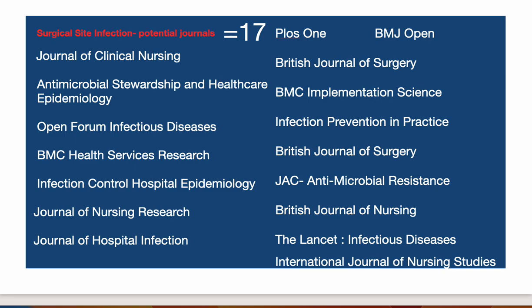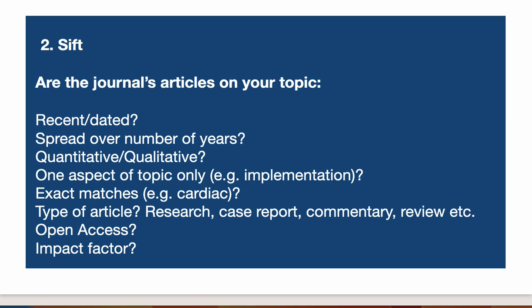Okay, so when I did this for the paper that I've been writing recently on surgical site infections, I did a search exactly as I've said, and these were the main journals that kept coming up again and again. As you can see, there's quite a lot, and you find this in medicine. You often get quite a lot of journals that come up. So I got 17 titles, which I made a note of, and then I went back and had a look at some of these titles. So that was my search.